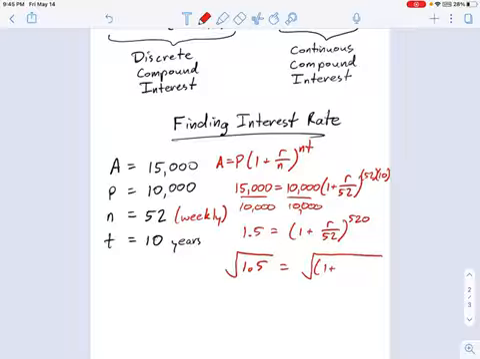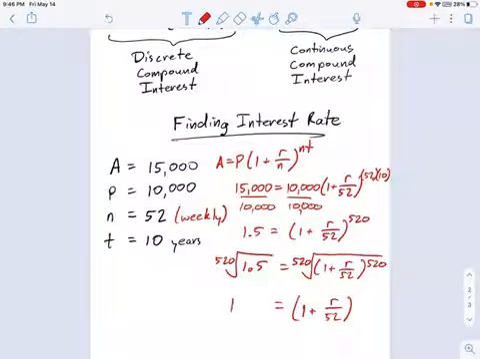Okay, let's put that right here. (1 plus R over 52) to the 520th power. We want to get rid of that exponent, but it's not a square root. It is a 520th root. And if you don't know where that button is on your calculator, what you can do is a different sort of calculation, and that is 1.5 to the 1 over 520. The fraction 1 divided by 520 is like saying the 520th root. So I'm just going to punch that into my calculator here. 1.5 to the 1 divided by 520.